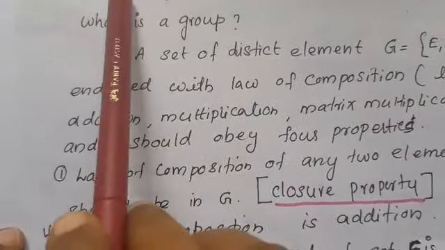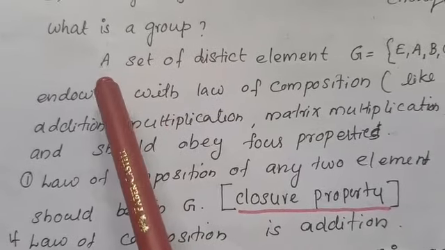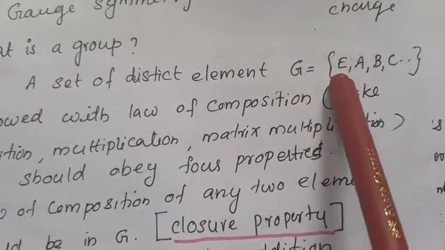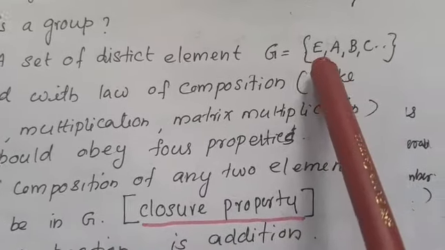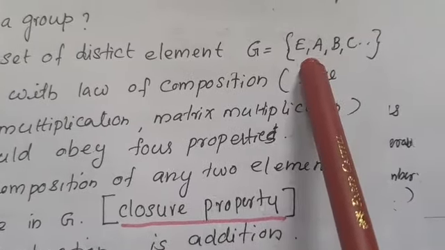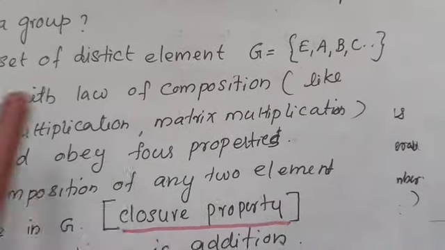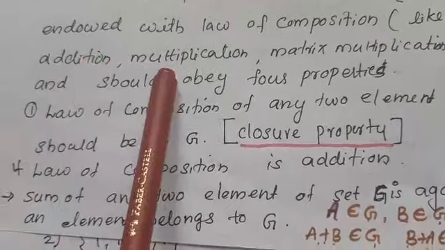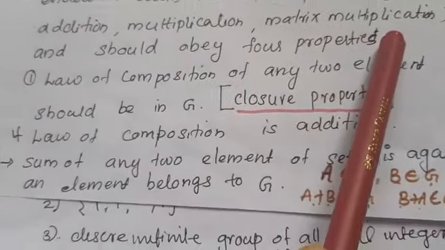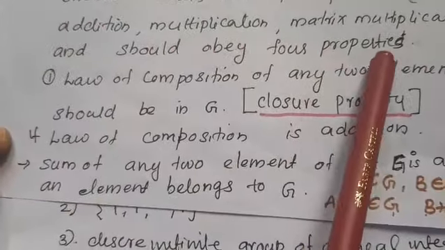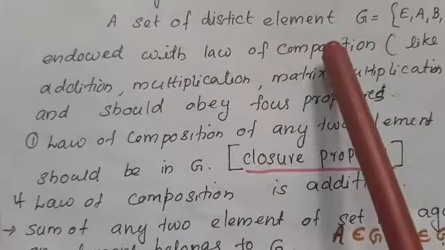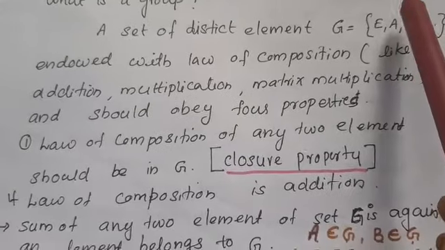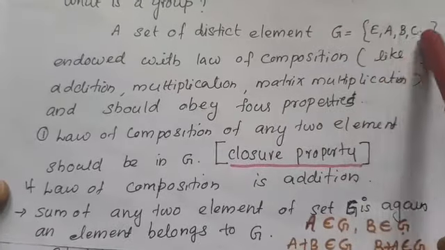What is a group? A group is a set of distinct elements, G equals {E, A, B, C, ...}, where E is the identity element, endowed with a law of combination like addition, multiplication, or matrix multiplication, and it should obey four properties. So a set will become a group when it obeys certain rules.